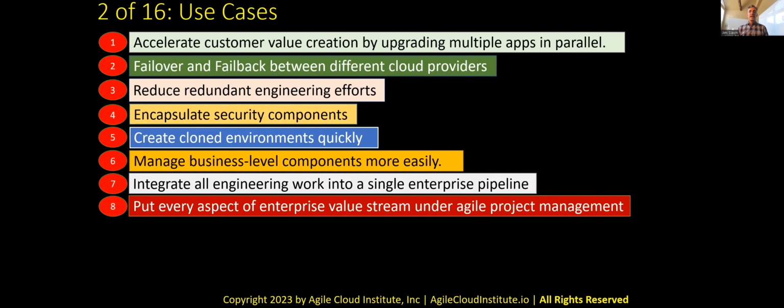An eighth use case enables you to put every aspect of your enterprise value stream under Agile project management. Most enterprises are only partially implementing Agile because there are these areas deep inside an enterprise that have been difficult to put into Agile project management. And this free tool, the Agile Cloud Manager, makes it a lot easier to put all of these other aspects of the enterprise value stream under Agile project management as well.